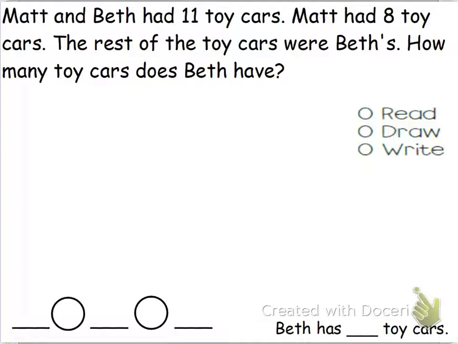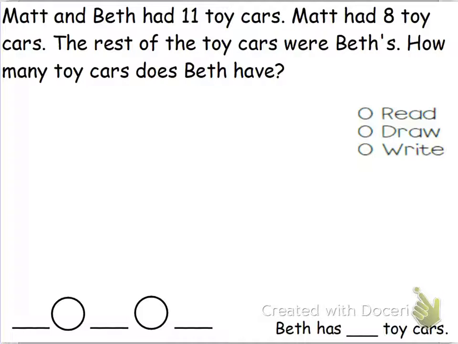Okay? So I'm going to read it again. And it'd be a good idea for you to pause it and solve on your own. Don't forget to chunk it. And make sure you do your number sentence and your statement. Don't forget to label your tape diagram. I'm going to read it again for you. Matt and Beth had 11 toy cars. Matt had 8 toy cars. The rest of the toy cars were Beth's. How many toy cars does Beth have? You may pause it to solve it on your own. Come back and see how I solved it.